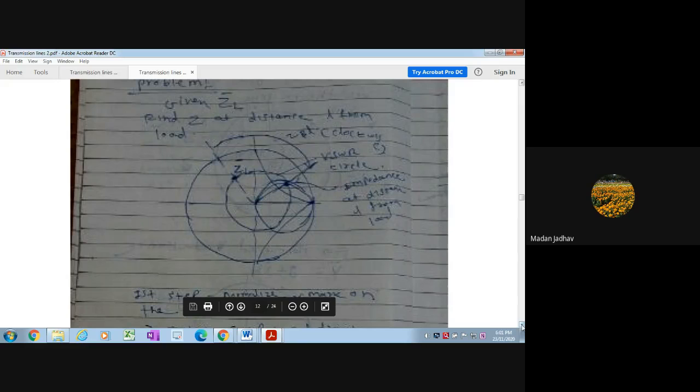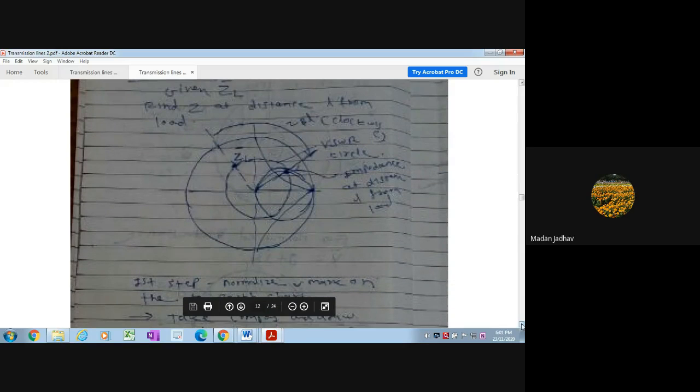Okay, in this way, first of all, you have to draw the VSWR circle, and then afterwards, you have to find out the VSWR just by measuring the value at the intersection of the horizontal line and the VSWR circle. In this way you have to find out the VSWR by using this Smith chart.